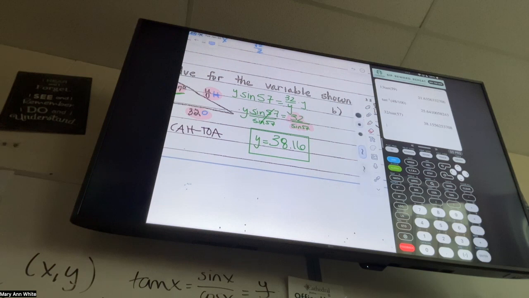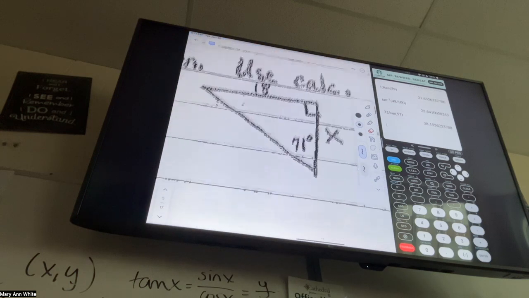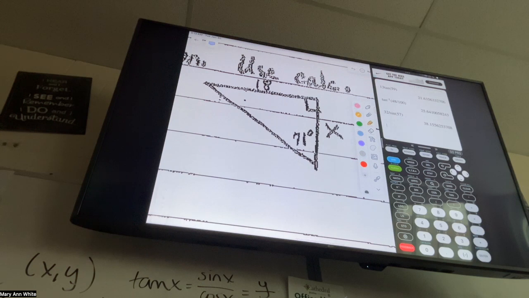Can we do another one just like it? Okay, same idea here. My angle is 71. Let's label opposite, adjacent, hypotenuse. I like hypotenuse first. What's my hypotenuse? The blank side, right? It doesn't have anything on it. What's my opposite? What's my adjacent? X. Good. So I've got opposite, adjacent, and my angle.